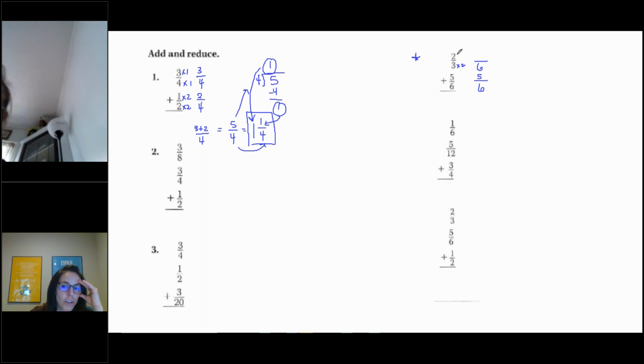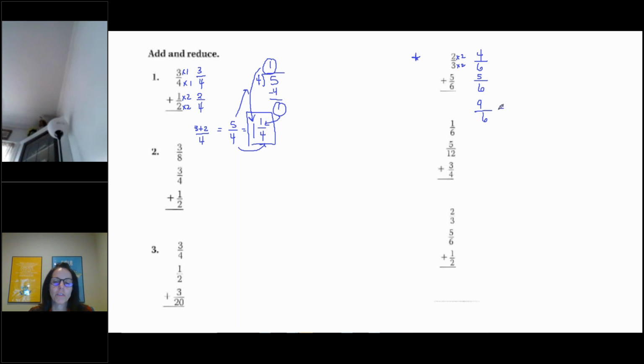So the bottom fraction you can just copy. The top fraction you need to multiply by 2. Make sure you do the top by 2 and the bottom by 2. So 2 times 2 gives you 4. Add the fractions together. So your denominator is 6, but what's your numerator going to be? 4 plus 5 is what? 9. It's 9. And then you need to write it as a mixed number.